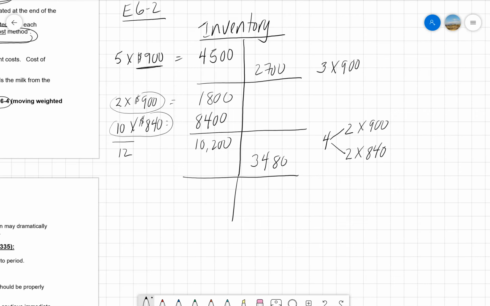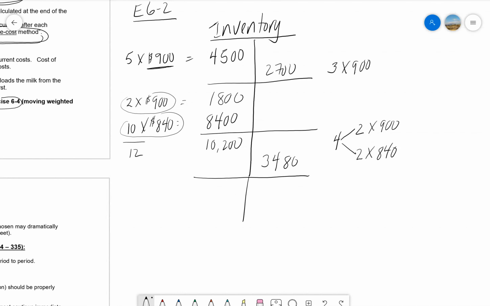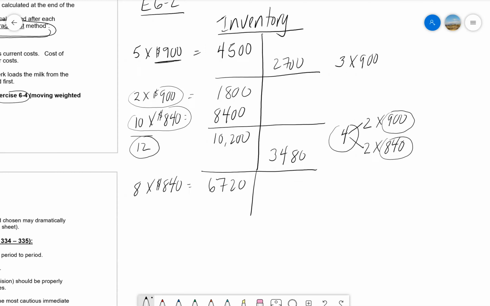And so what do we have left? Well, we have inventory of 6,720. We had 12. We sold 4. Now, the first two that we sold were the ones at 900, and then the last two that we sold were the ones at 840. So all we have left then is 8 units at 840 each, and that gives us the 6,720.